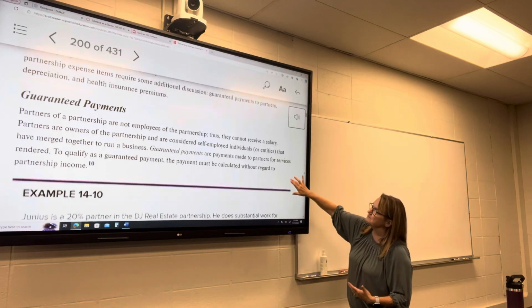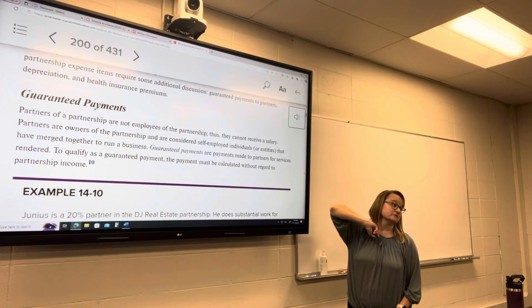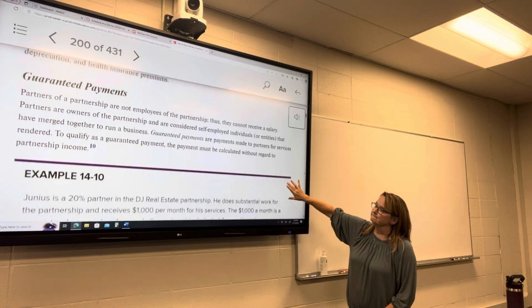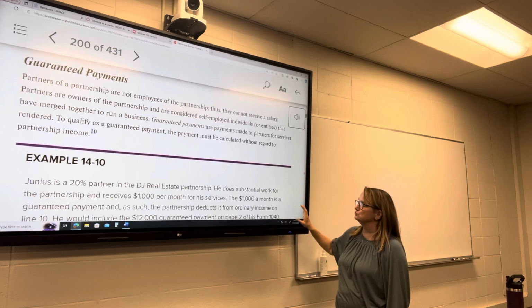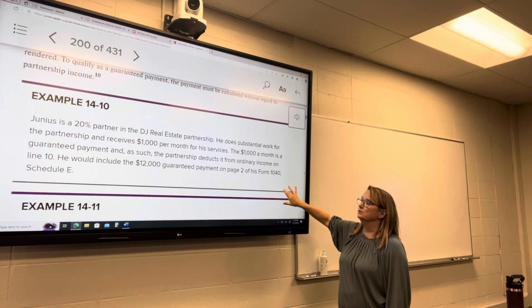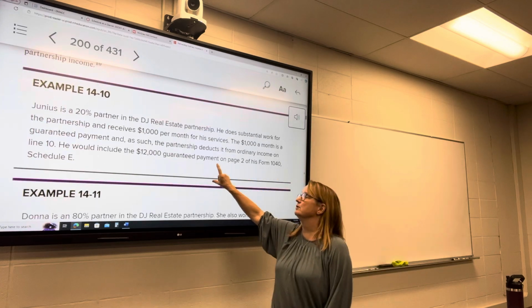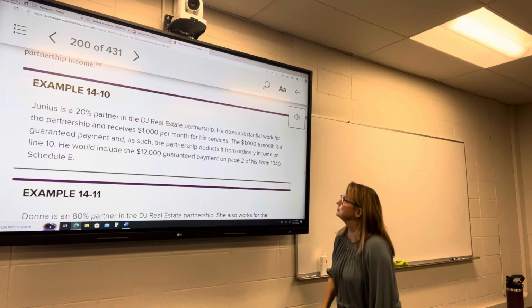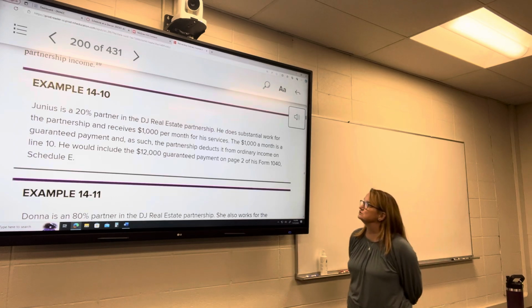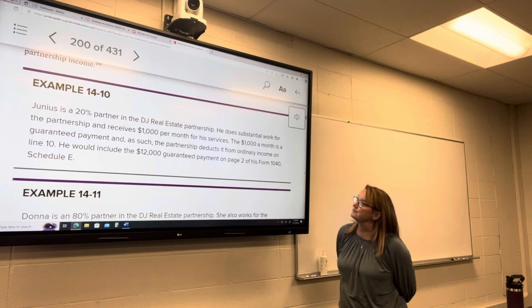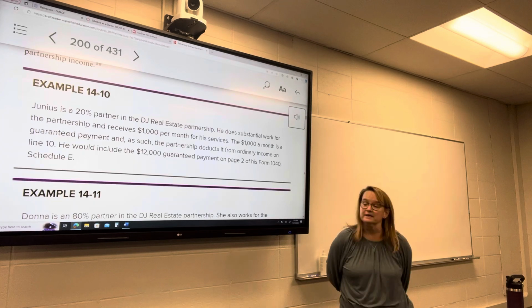So these are payments made to a partner, and it's in exchange for services as well. To qualify, the payment has to be calculated without regard to income. Here we've got Junius, a 20% partner in DJ Real Estate Partnership. He does work for the partnership and receives $1,000 a month for his services. $1,000 a month is considered to be a guaranteed payment.